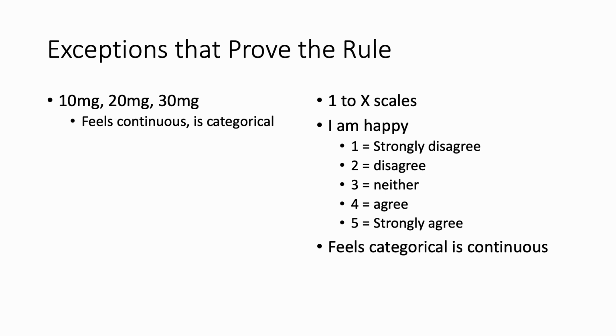Now, in general, it's best practice to use multiple questions when using 1 to 5, 1 to 7, 1 to 10 scales, right? But sometimes we only use one question. Like, for example, I'm happy. 1, strongly disagree. 2, disagree. 3, disagree. 4, agree. 5, strongly agree. This is considered by psychologists to be continuous, and some people critique us for it.